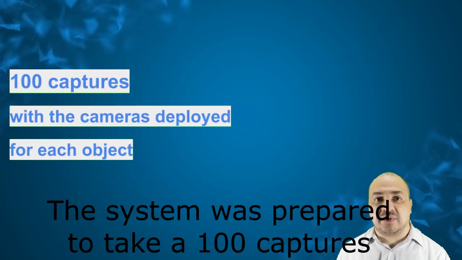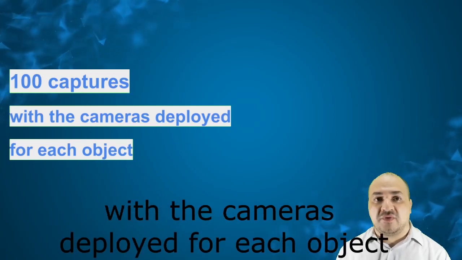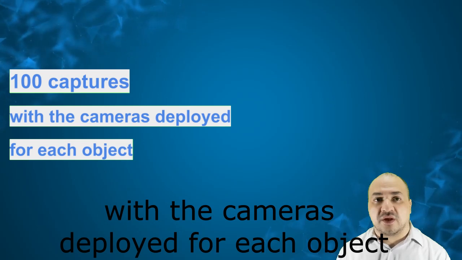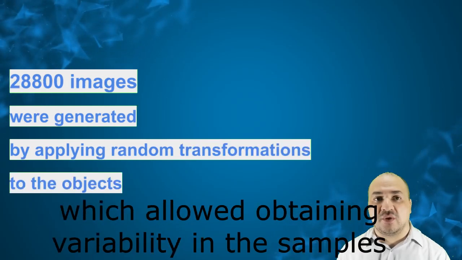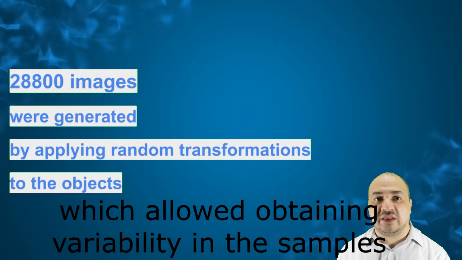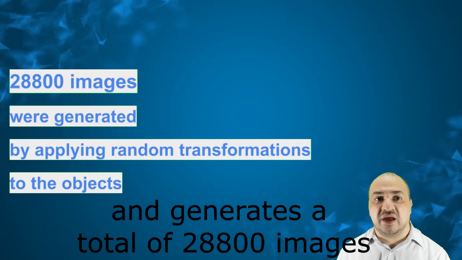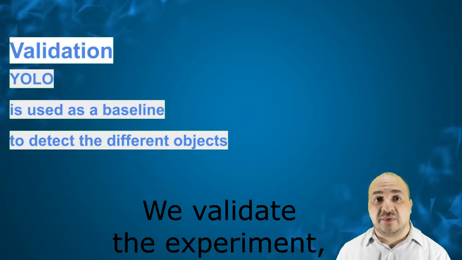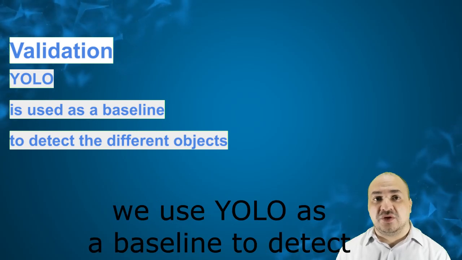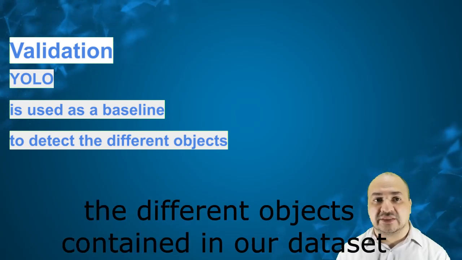The system was prepared to take 100 captures with a camera deployed for each object. Rotations were randomly applied to the objects, which allowed obtaining variability in the samples and generated a total of 28,800 images. We validated the experiment using YOLO as a baseline to detect the different objects contained in our dataset.